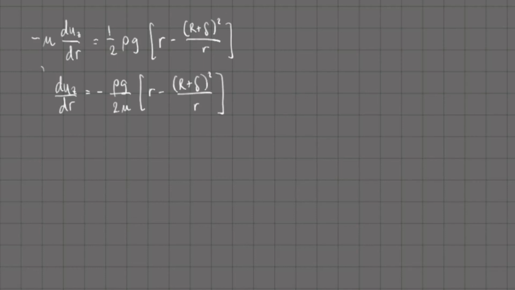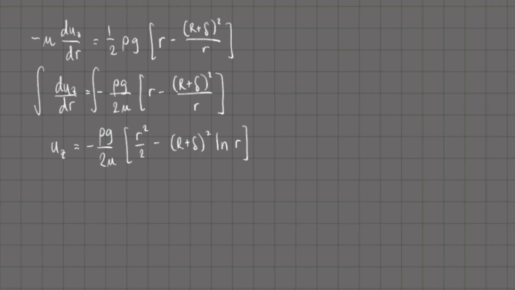Integrating, u sub z, or our axial velocity profile, is equal to negative rho g over 2 mu multiplied by a collection of the constants: r squared over 2 minus (r plus del) quantity squared ln of r, plus our integration constant C2. Now, just like what we did with our shear stress profile, let us provide boundary conditions so that we can solve for the value of C2.